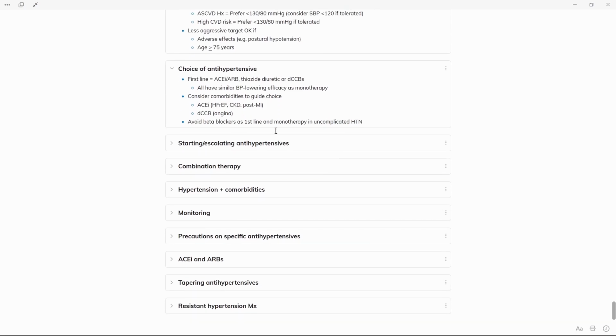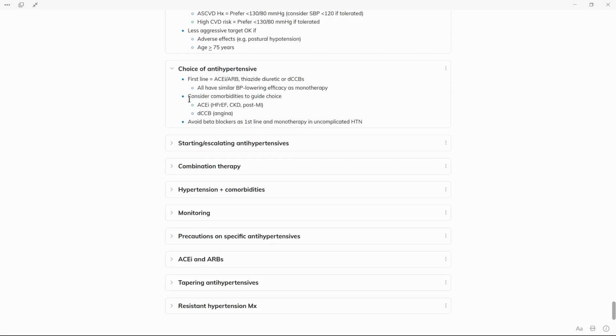What antihypertensives do we use? The first line, as recommended by the guidelines and as per Therapeutic Guidelines, is an ACE inhibitor or an ARB, a thiazide diuretic, or a dihydropyridine calcium channel blocker. In terms of efficacy of lowering blood pressure, all three of these have similar efficacy as monotherapy.